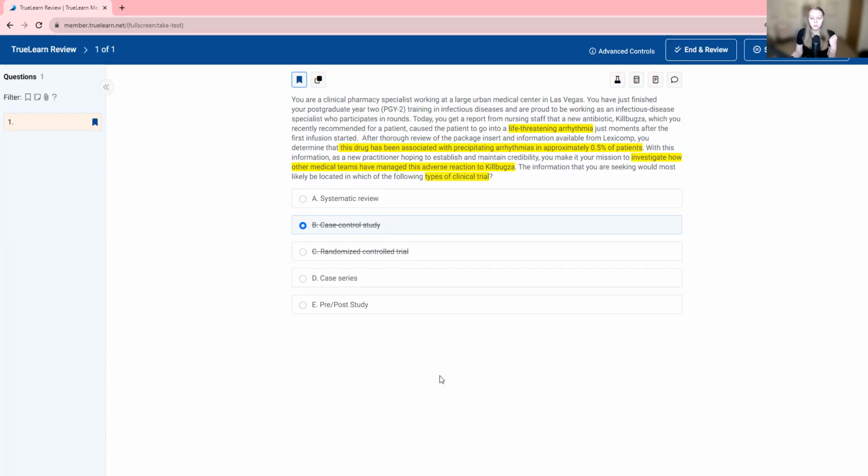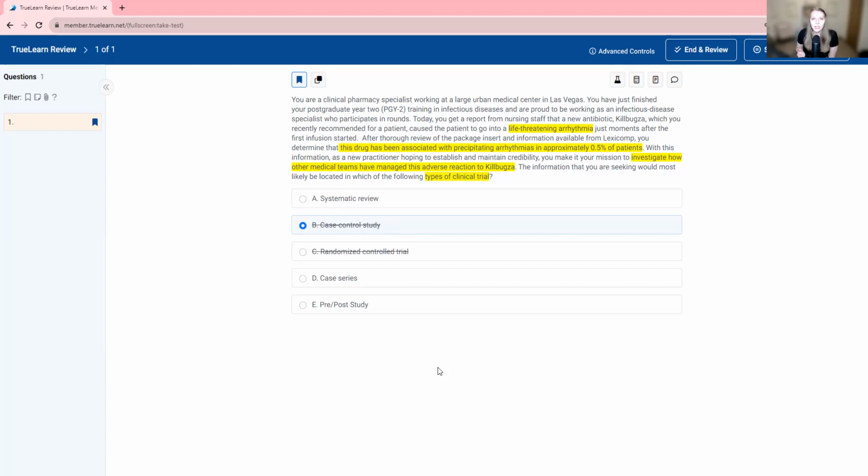So I'm going to cross through that one as well. The next option is a case series. This is where multiple people report a case, and you can see how different places manage that same case. So this could be a good place to find information on how arrhythmias were managed in this type of medication reaction.